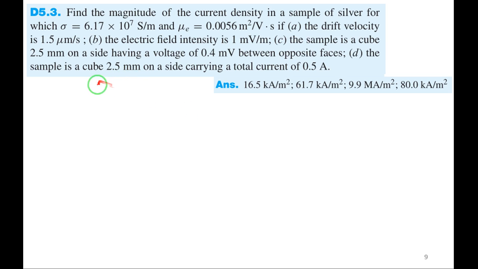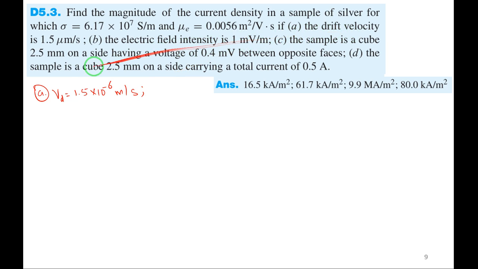Okay, we'll take up a few more numericals. Find the magnitude of the current density in a sample of silver which has conductivity sigma equal to 6.17 into 10 power 7 Siemens per meter, and the mobility of the electron is this much meter square per volt second, right? Part A: the drift velocity is 1.5 micrometers per second. So, okay, we'll take part A. Drift velocity Vd is given. It is 1.5 micron, which means 10 power minus 6 meters per second.